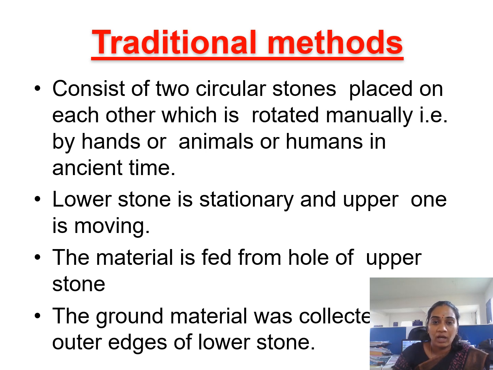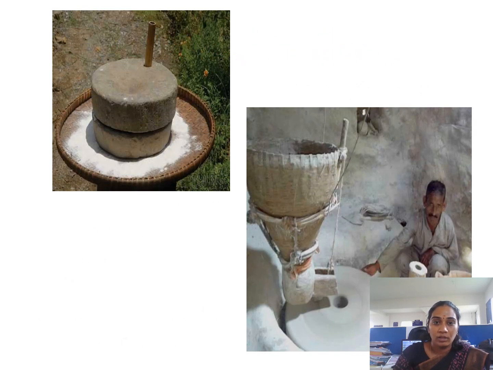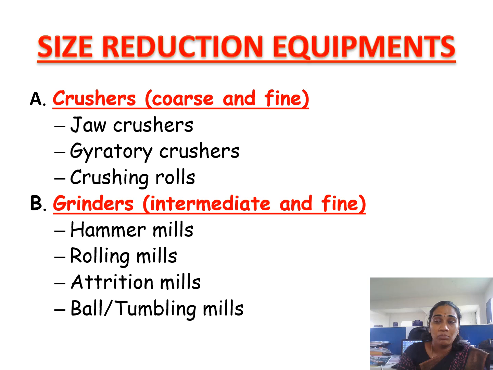In the upper stone, we have a hole where the material will be fed inside the gap between the stones, and it will be crushed and we'll be getting the product at the edges of the lower stone. This picture shows the traditional method of reducing the size of the particle, that is using two stones. That is time taking. When we go traditionally, the size reduction process will be time taking. So to reduce the time consumption, size reduction equipments have been developed.